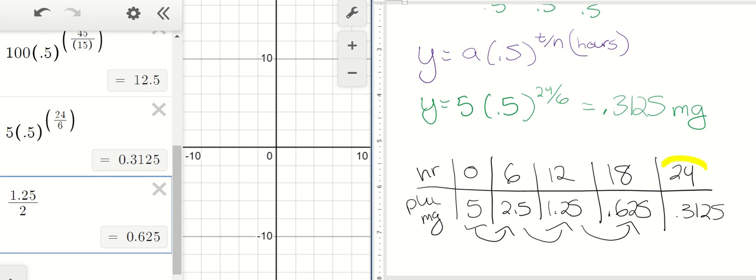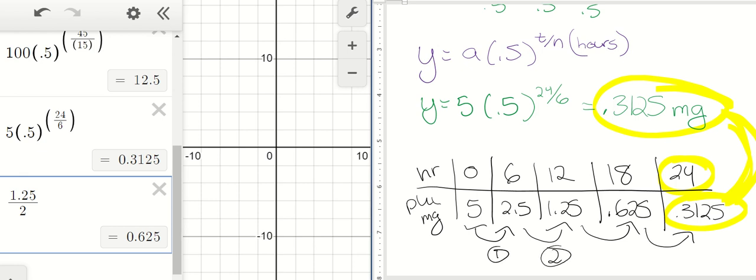And that's what the problem's asking for. After a day, after 24 hours, how much is left? So whether you use the chart or you use the equation, it doesn't matter. You're going to get the same answer. What I want you to notice is how many times the substance cut in half. It cut in half 1, 2, 3, 4 times over the course of the day.